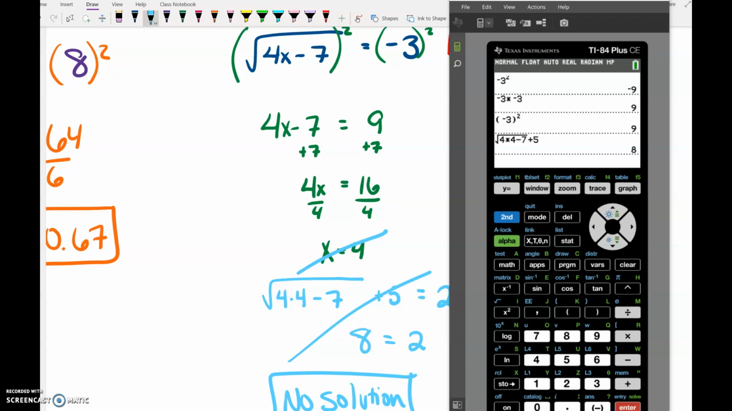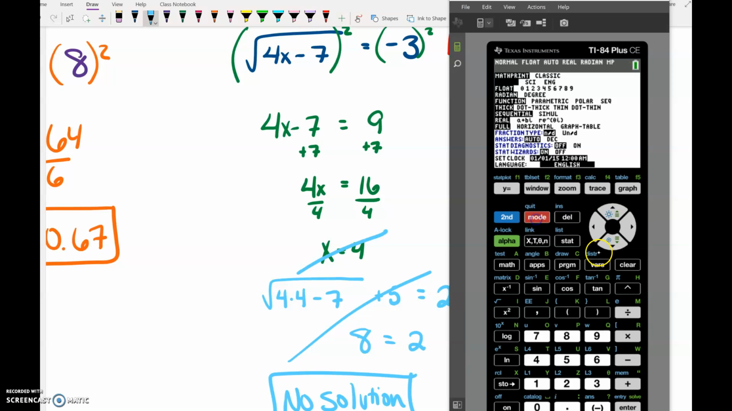I want to show you what this might look like on your calculator. So I'm actually going to change my mode here quick.